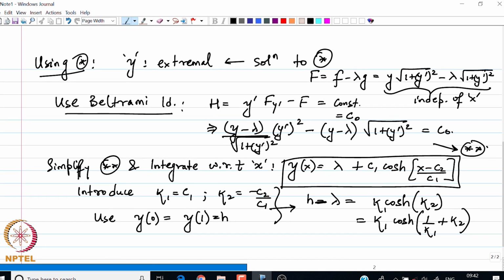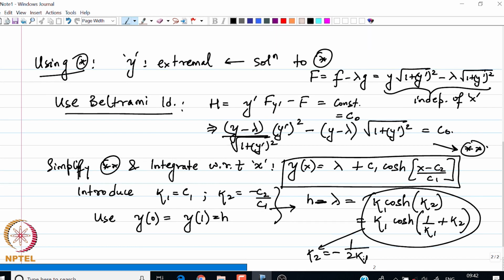And so, to find some of these unknowns, let us use the relation kappa 1 cosh of kappa 2 is equal to this right hand side. Using this equality I see that my kappa 2 comes out to be minus 1 by 2 kappa 1. Kappa 2 is minus 1 by 2 kappa 1.